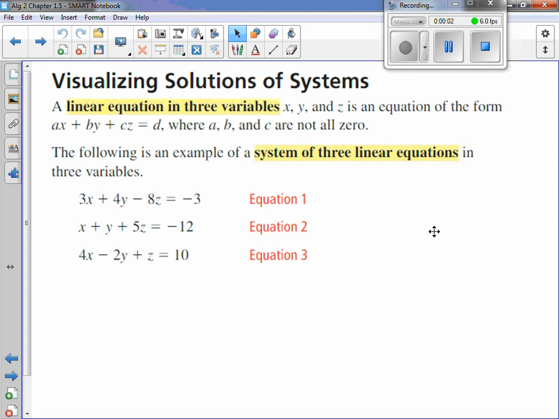So what we're looking at today and tomorrow, we're going to be looking at this for 2 days, is systems of linear equations with 3 variables. So we're going to be solving systems of linear equations with 3 variables. And the main way that we're going to go about finding the answers is elimination. Before we really get into it, we're going to visualize it and see what we're talking about with systems of 3 variables.